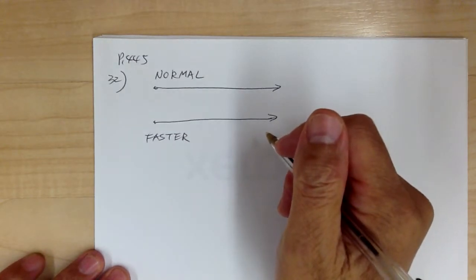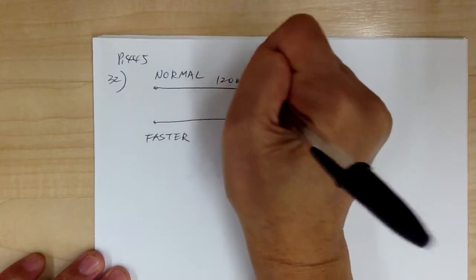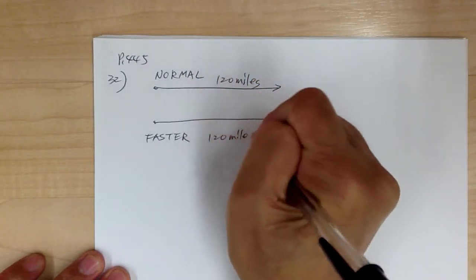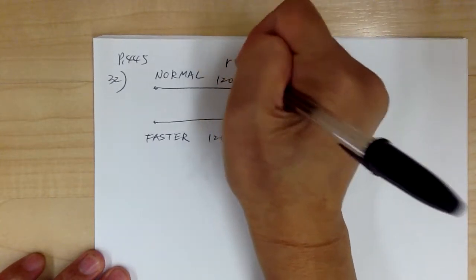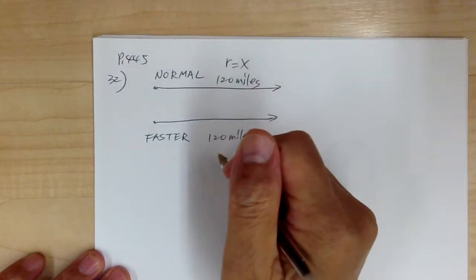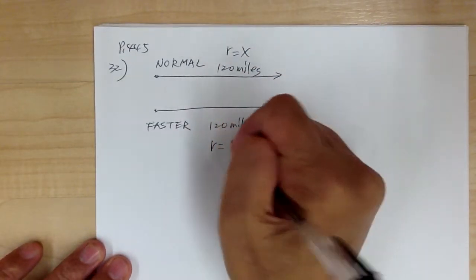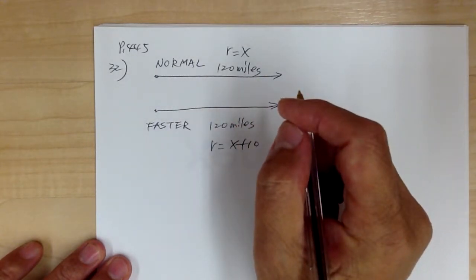It says a ski boat travels for 120 miles. So this is 120 miles. Okay, at a constant speed, so that means r equals x. Now it says if the boat had gone 10 miles per hour faster, so r equals x plus 10, right? 10 miles per hour faster. Okay, the same trip will take 2 hours less.